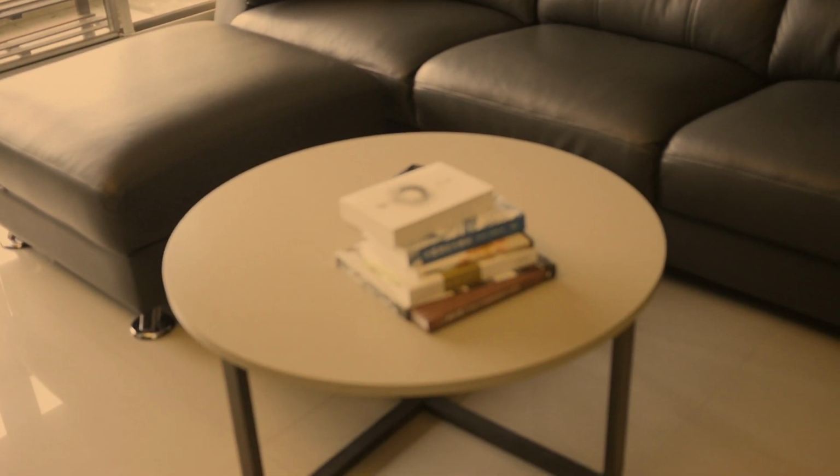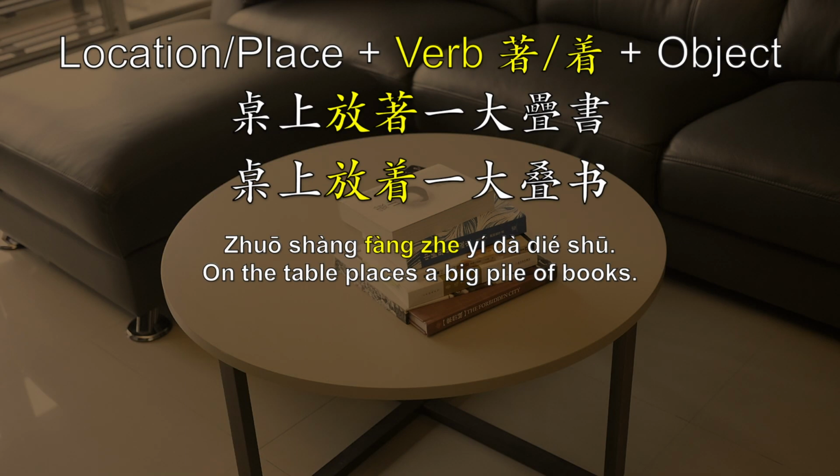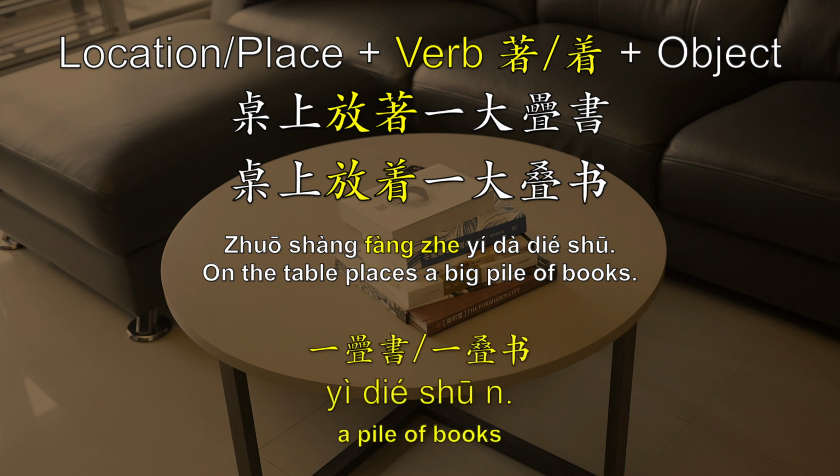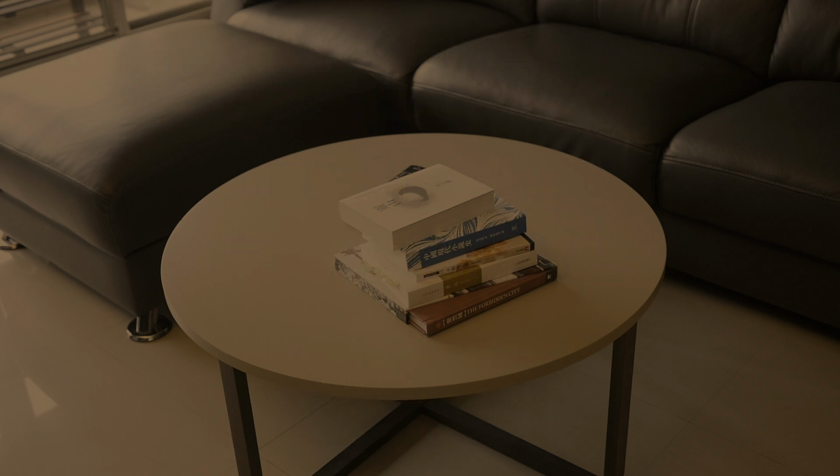桌上放着一大叠书。On the table places a big pile of books. 放 to place. 叠 a pile of. 一叠书 a pile of books. 一大叠书 a big pile of books.